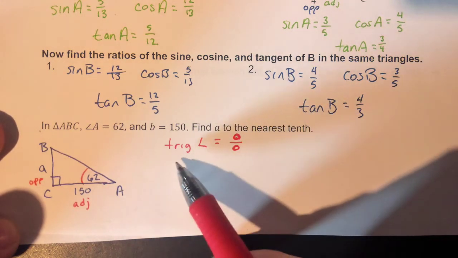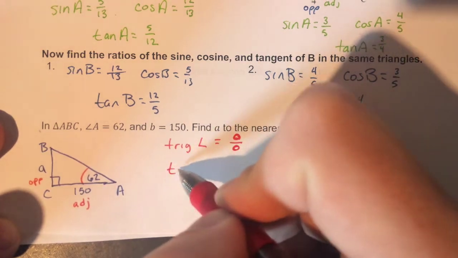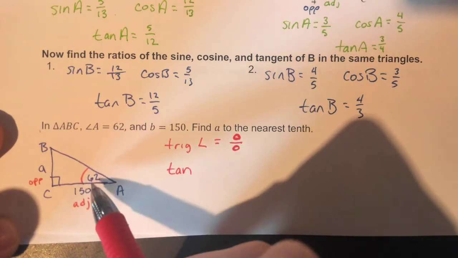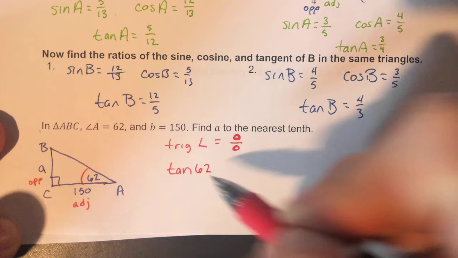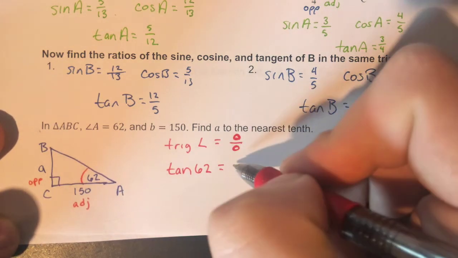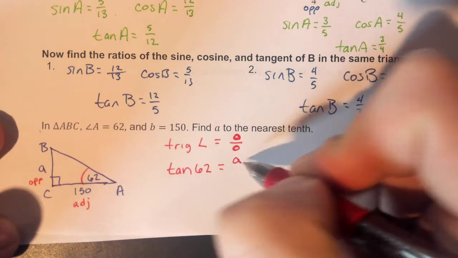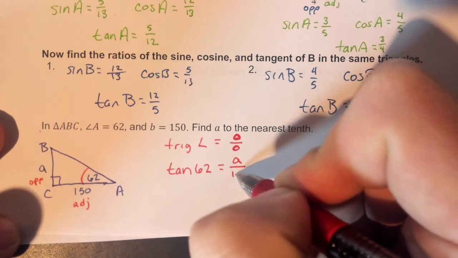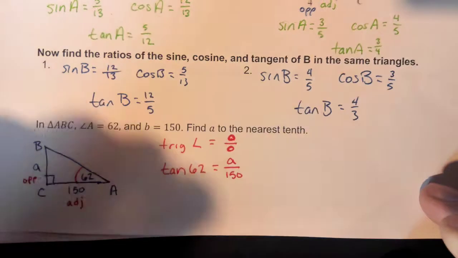So we figured out our trig function. It is tangent of our angle, which is 62, equals tangent is opposite over adjacent. So that opposite is A, adjacent is 150.